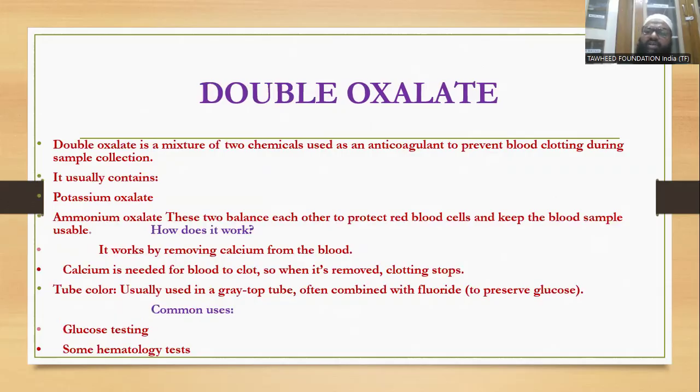And here, a double oxalate tube is also available. Double oxalate is a mixture of two chemicals used as an anticoagulant to prevent blood clotting during sample collection. It usually contains potassium oxalate and ammonium oxalate. These two balance each other to protect red blood cells and keep the blood sample usable. It works by removing calcium from blood. Same thing. So again, this is used for glucose testing and some hematology investigations.